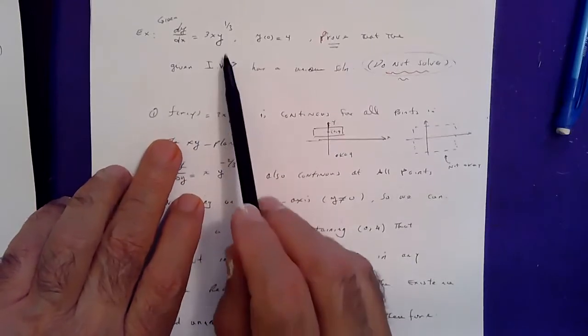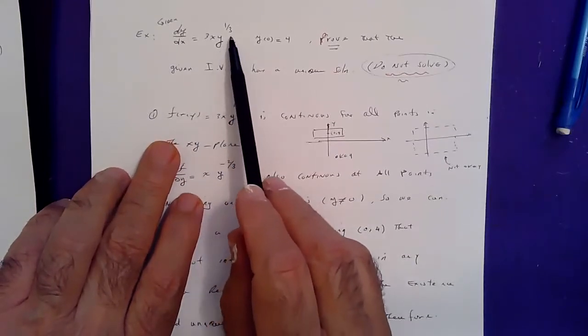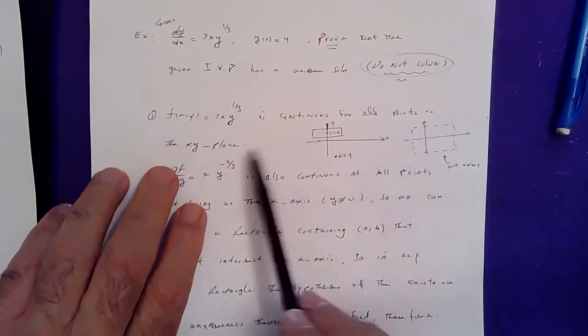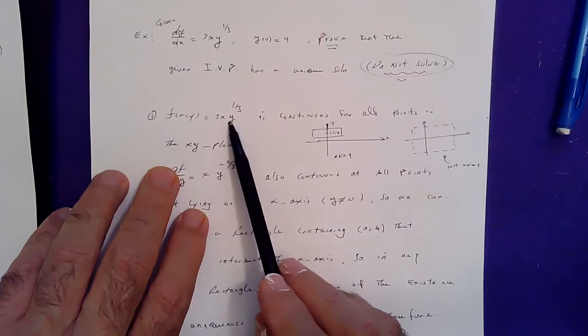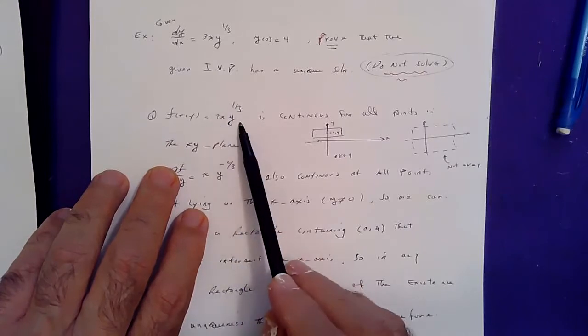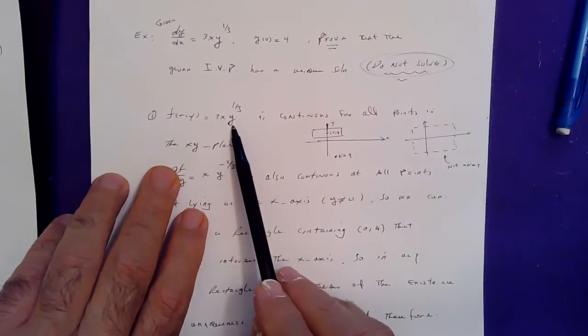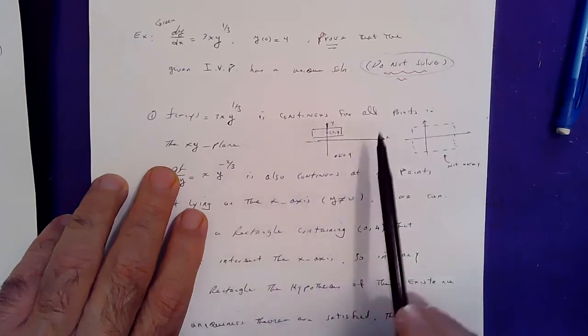So in this case, f of x, y is 3x y to the power of 1/3. Is this a continuous function for all points on the xy plane? Yes, it is. There is no discontinuity. In other words, for no values of x and y is this function undefined or complex. So it's good to go.